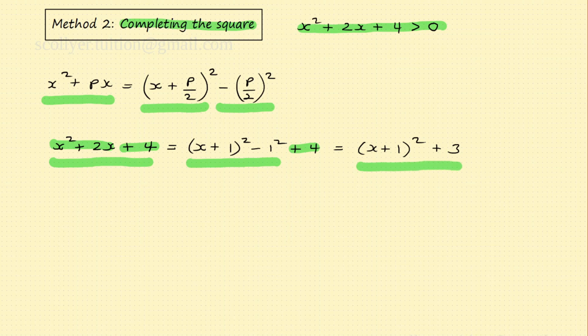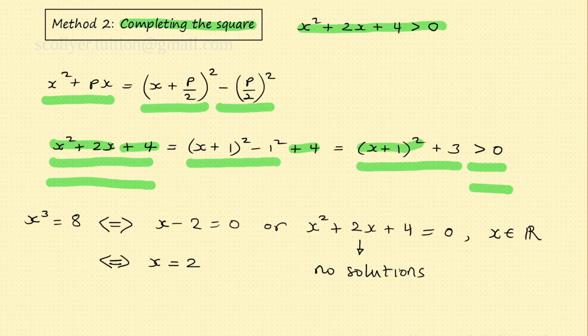But immediately we can see that this must be strictly greater than 0, because (x plus 1) all squared is a real number squared, which cannot be negative. Plus 3 is positive, so we are adding a non-negative number to a positive number, so the result must be strictly greater than 0. So x squared plus 2x plus 4 is strictly greater than 0, i.e. it cannot be 0.